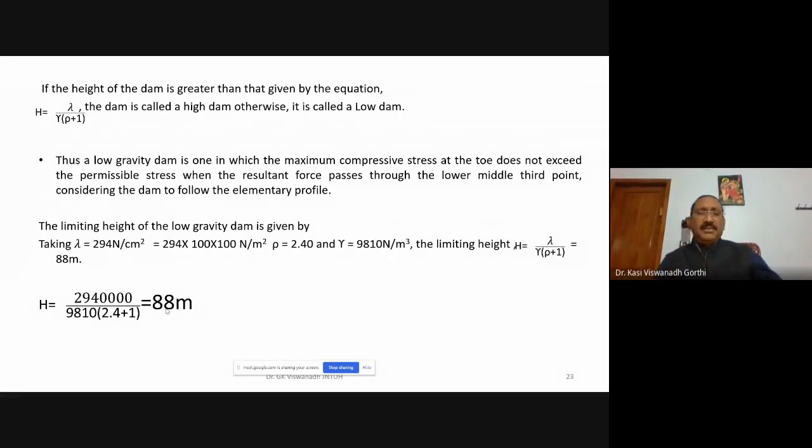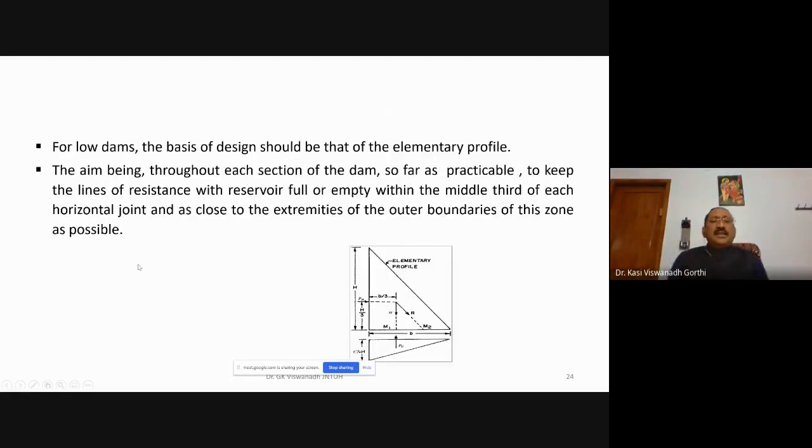If it is more than 88 meters, it is a high dam. But it is not generic. It is only for the given condition. For this given condition, for low dams, the basis of design should be that of an elementary profile.